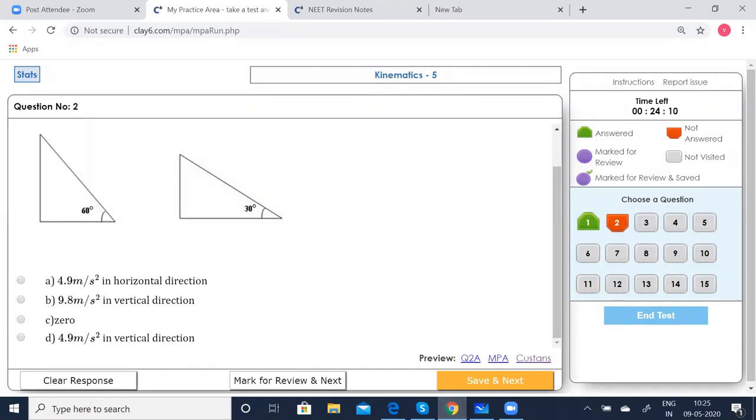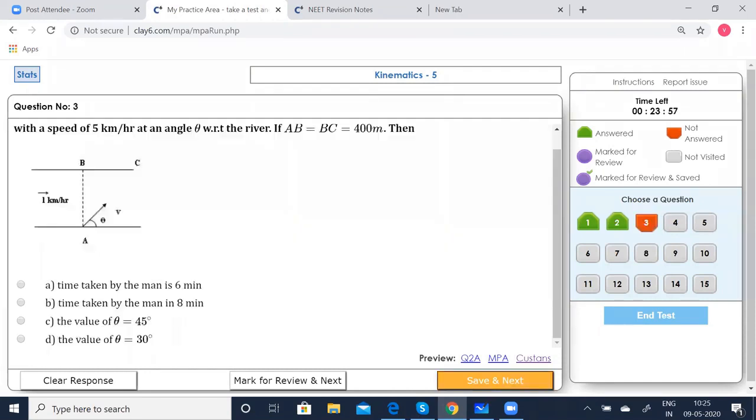So there are two options which can confuse you. One is going to be the horizontal direction. You should be smart enough to select D, because g cannot be in the horizontal direction. So it should be in the vertical direction. You can now take it. Okay. Now going to the third one.